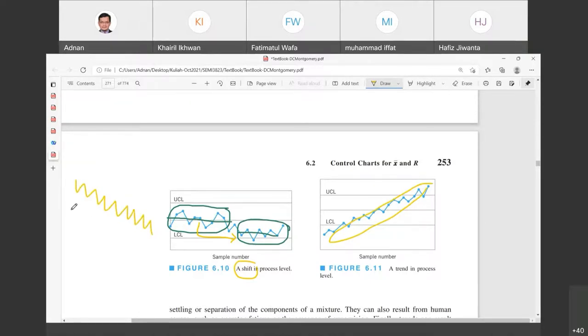Why do we need to capture this trend? Because before it hits the control limit, we should stop the process. That is important to identify the control limit. So before this, we studied one point out of control limit, but actually it's not enough to monitor process variability only based on one point outside the control limit. We also need to see unnatural patterns.